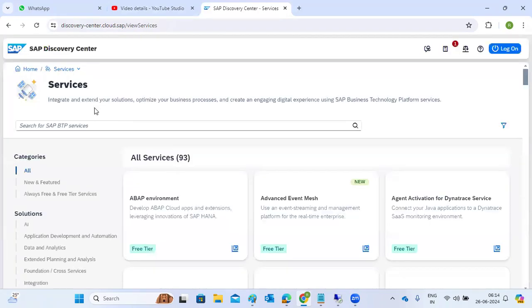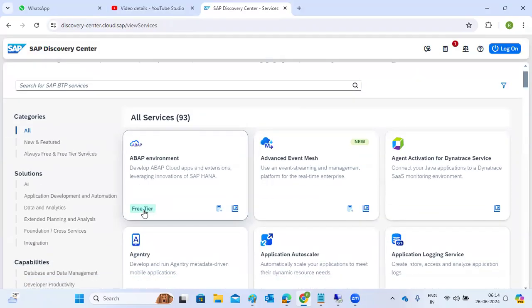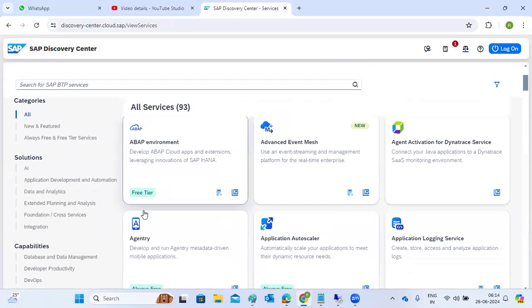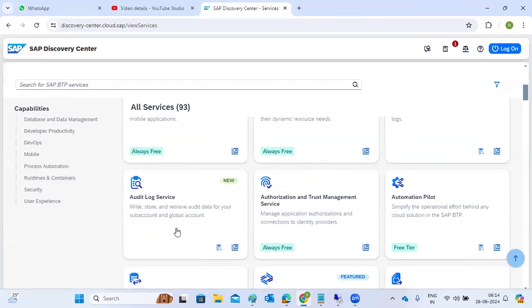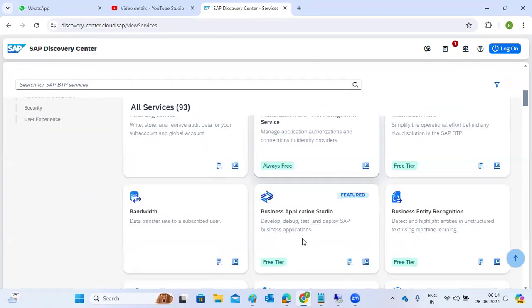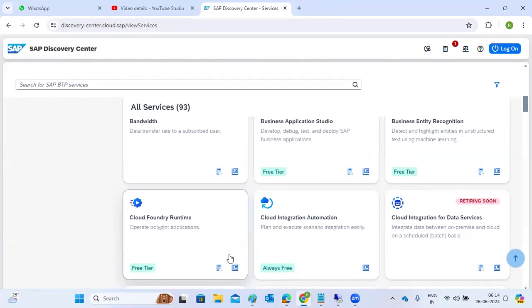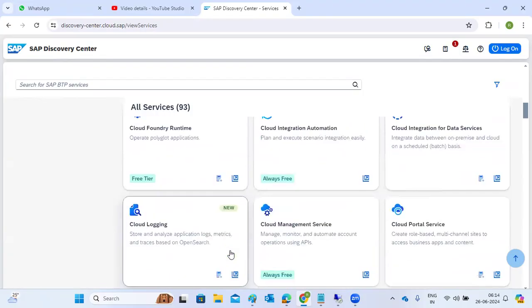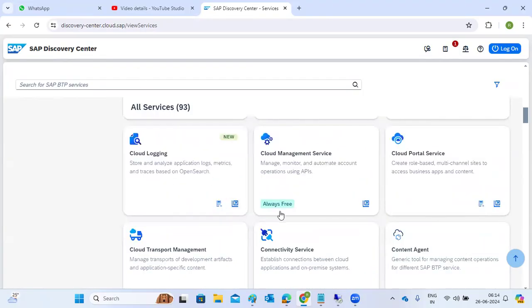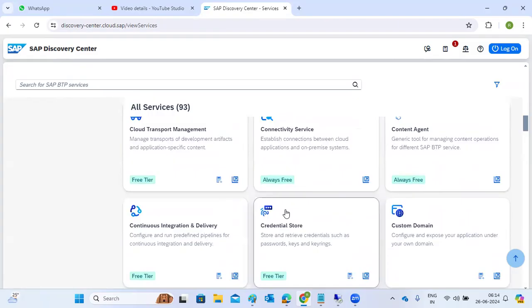If we go to the SAP Discovery Center, you can see the free trial tags, always free. Which means the services are free, and free means the services are available in the trial account and you can use them. Sir, how can I know which services are available in the trial account and which are not?